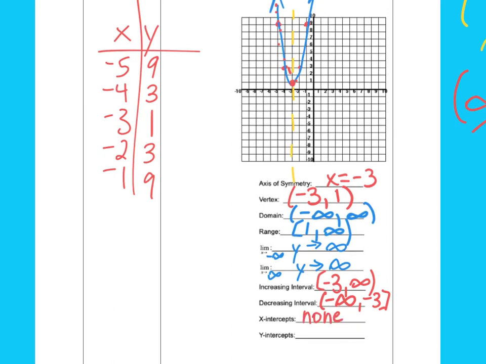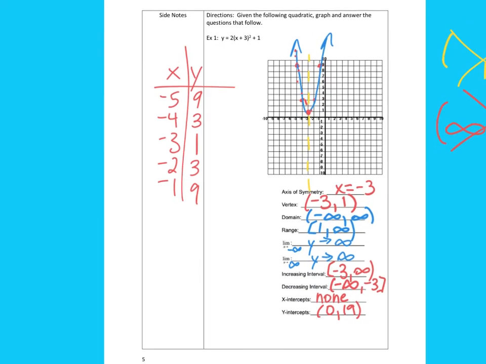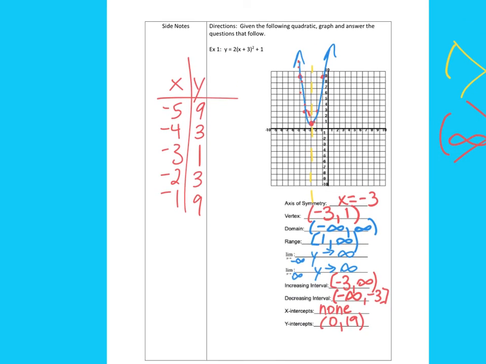What about a y-intercept, though? I got (0, 19). I would agree. And how did you get that? I put 0 for x. Good, 0 in for x. So when you do that, you should get 19. Your calculator will do that for you. Questions on that?